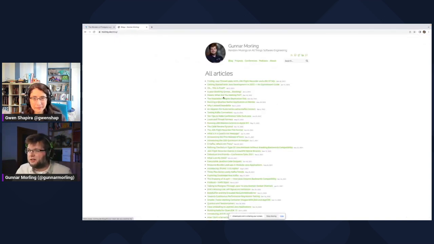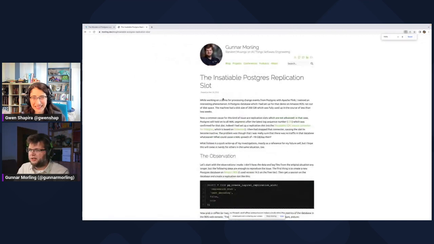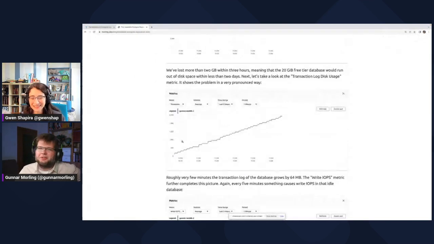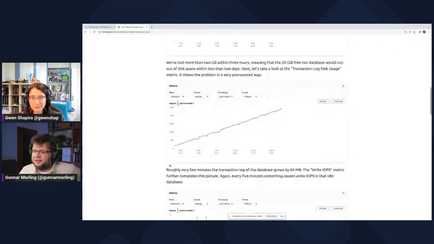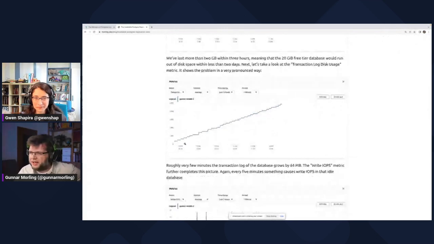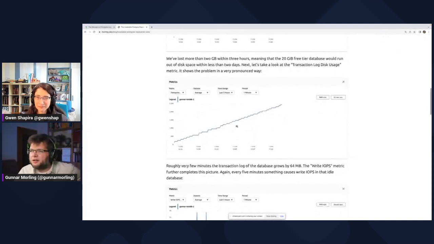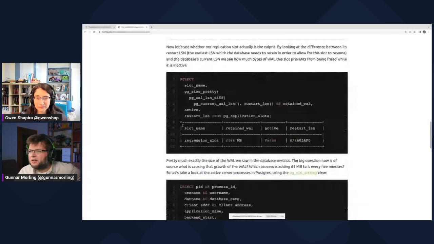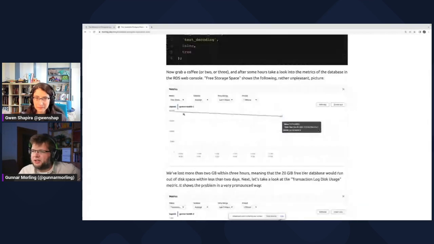There is the insatiable Postgres replication slot, and it's exactly as it describes. If you have your monitoring on RDS, I'm saying RDS, but it could be anything, you will see the disk space. That's transactions, I guess. And that's the free space, and you see how it nicely degrades over time. People run into this all the time. You look at this and it's scary, right? Because your disk.